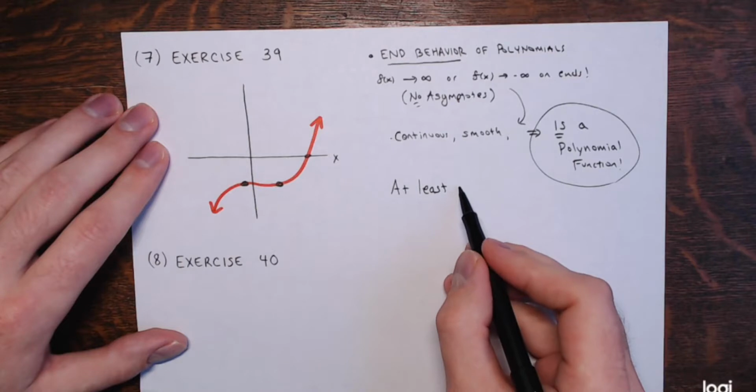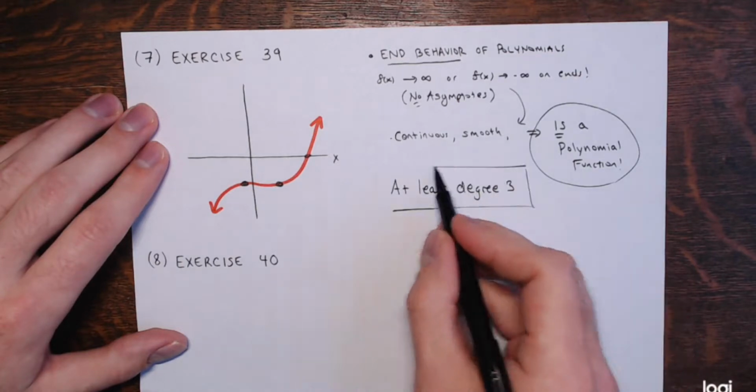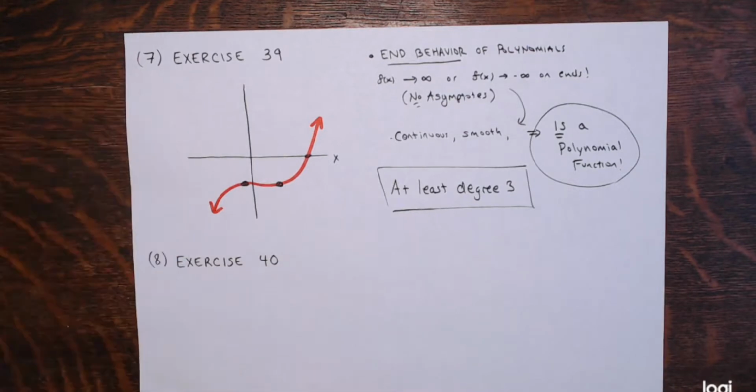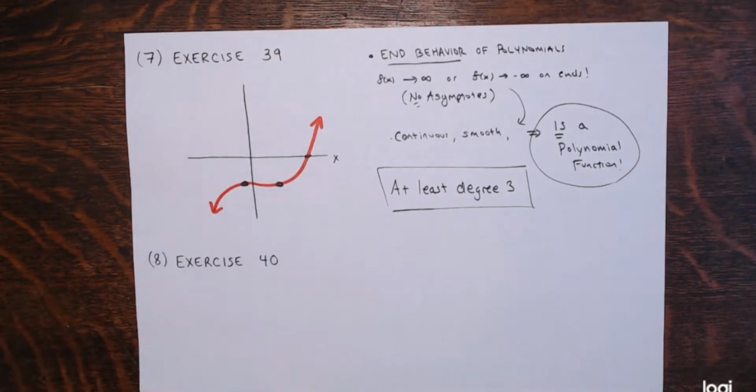Right, this is at least degree 3, because of the two turning points, right? A degree 3 polynomial will have at most 2 turning points and at most 3 x-intercepts. You know, there's only one here, that's okay. All right.